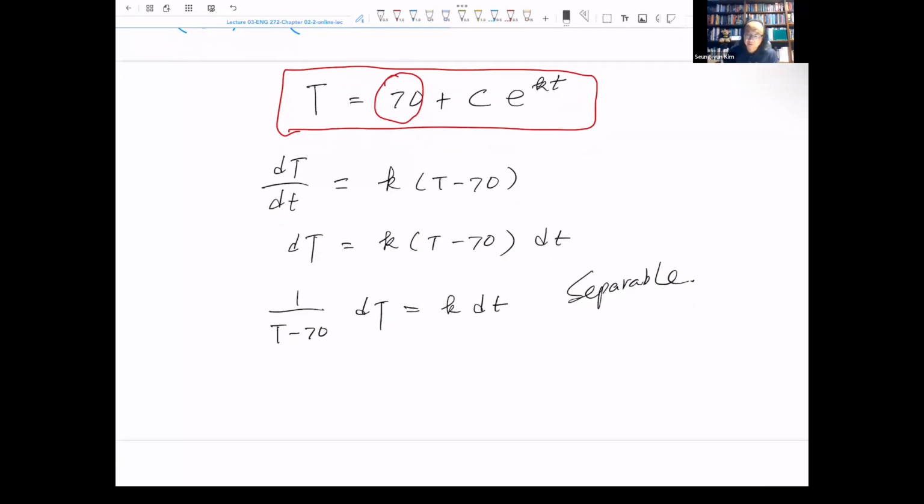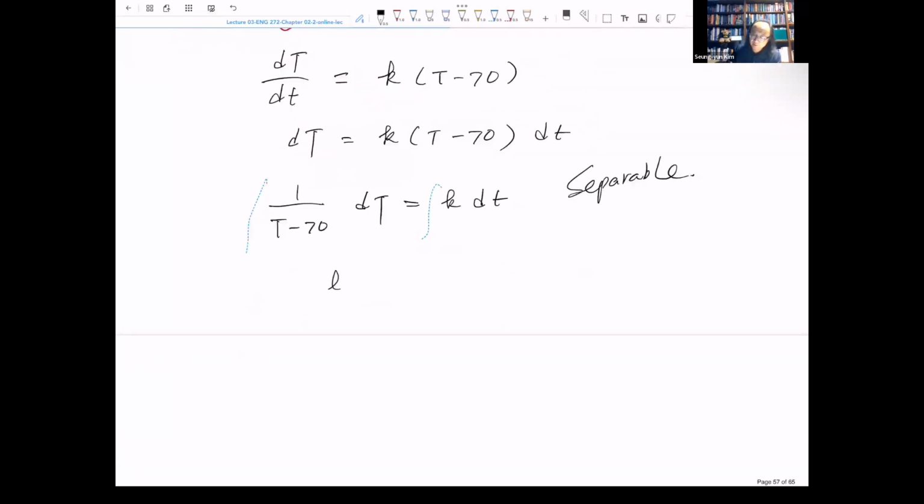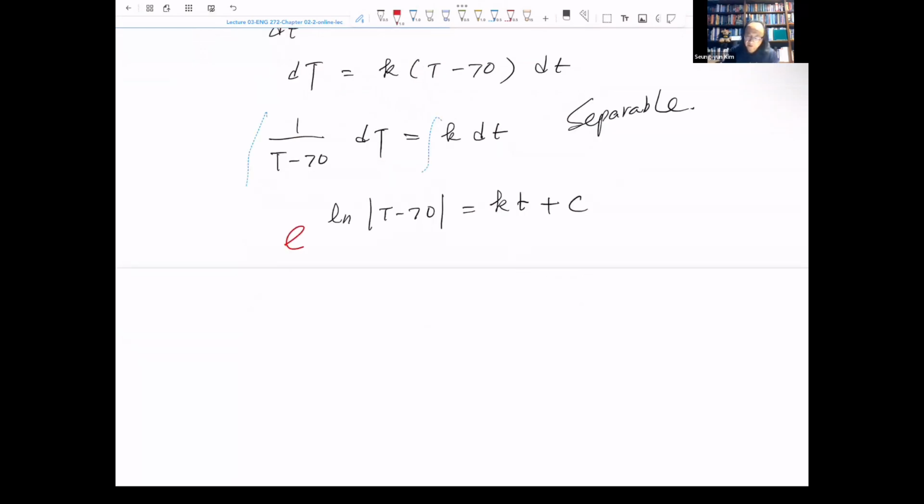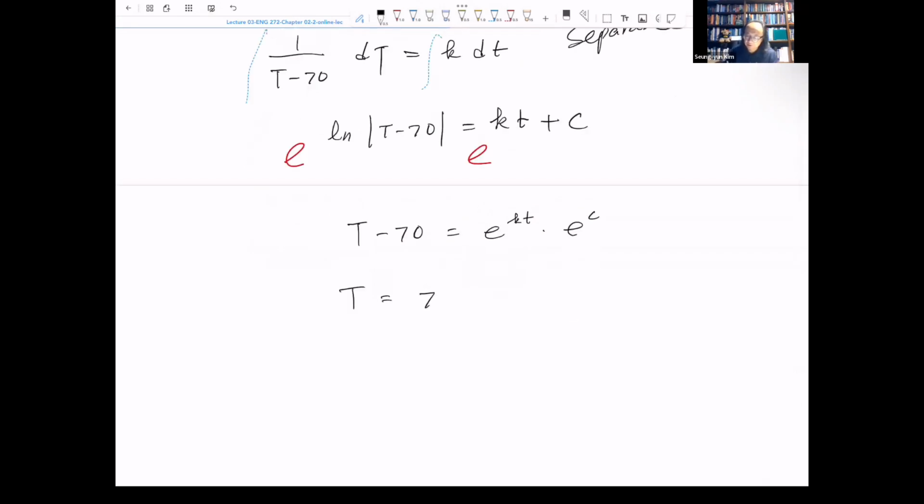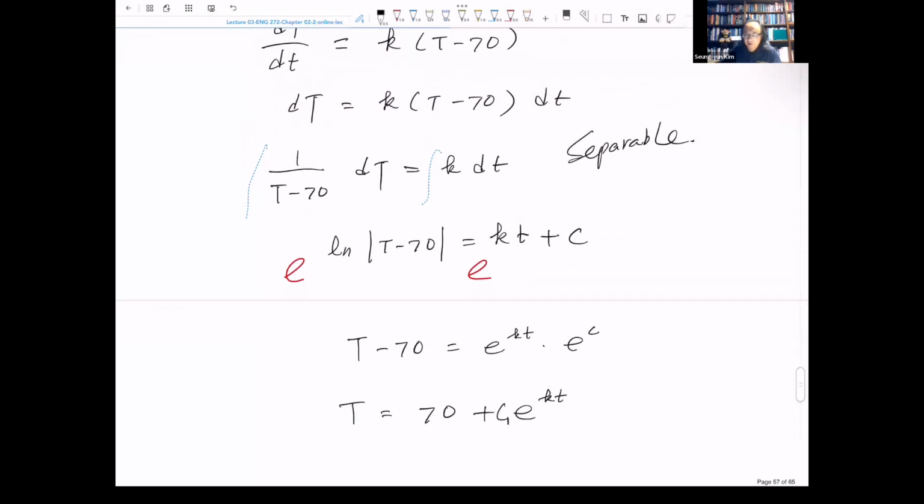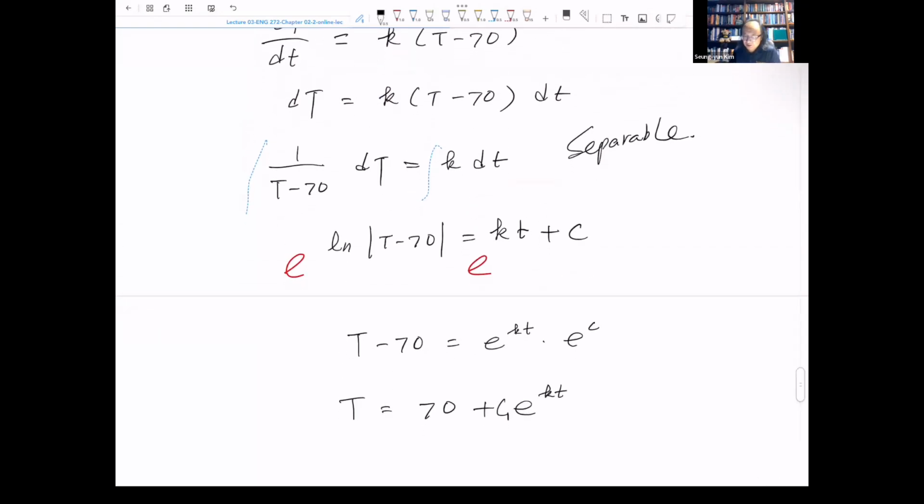Now we take the integral of both sides. We have ln of (T minus 70) equals kt plus c. Take e to both sides. Then we have T minus 70 equals e to the kt times e to the c. Then T equals 70 plus C1 e to the kt. So we end up getting the same answer. It's a kind of good review for separable equations.